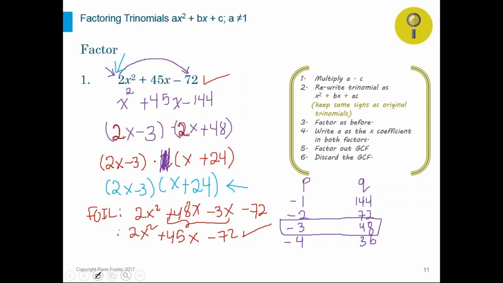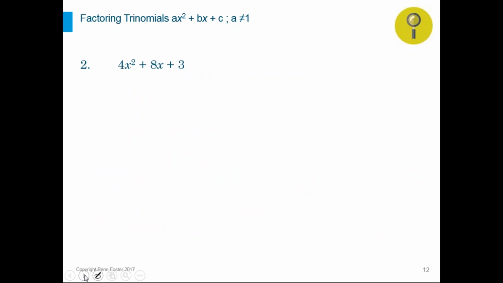Okay, let's do another example using this method. Okay, 4x squared plus 8x plus 3. I see a leading coefficient here. I need to use the special method that we just learned. The first step, multiply 4 times positive 3. It's a 12. Rewrite the trinomial as x squared plus 8x plus 12, because 4 times 3 is 12.